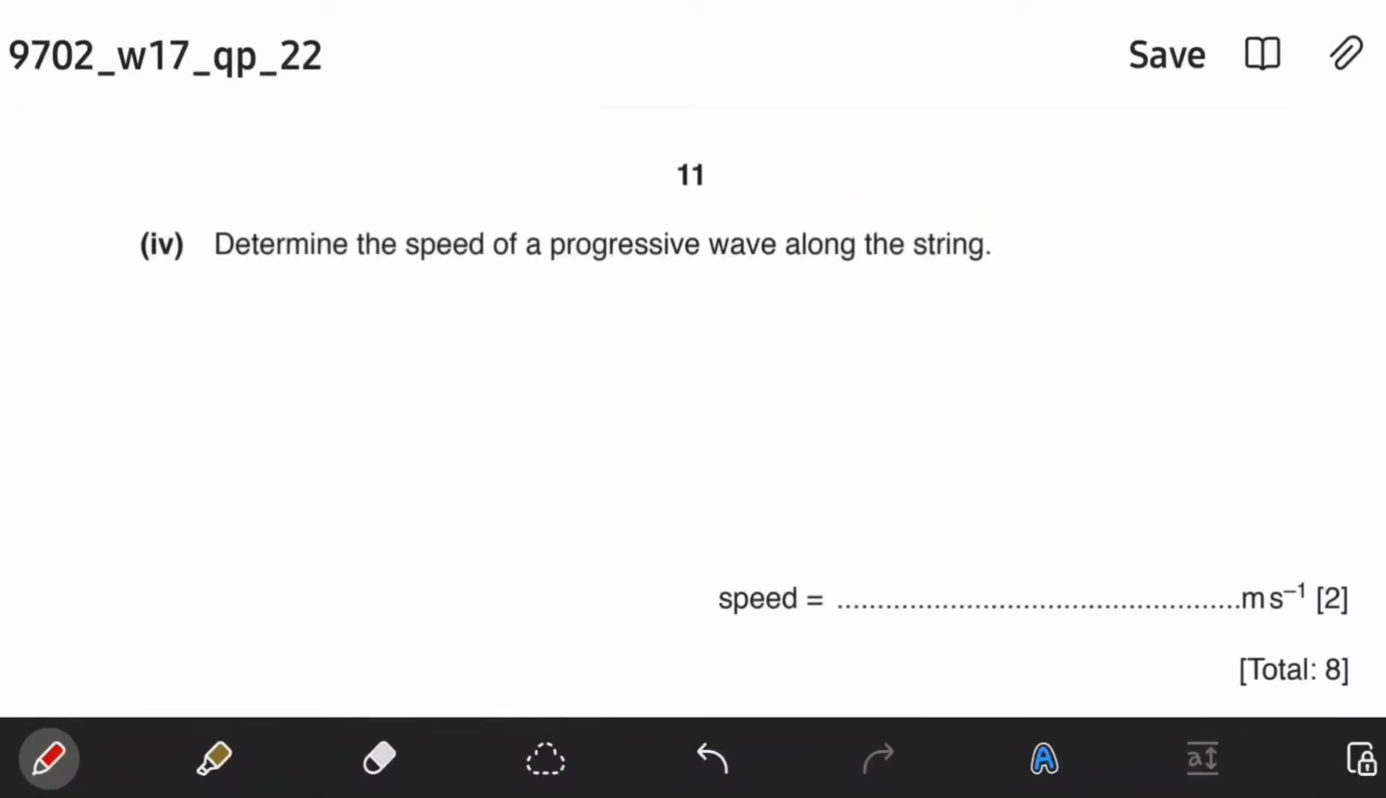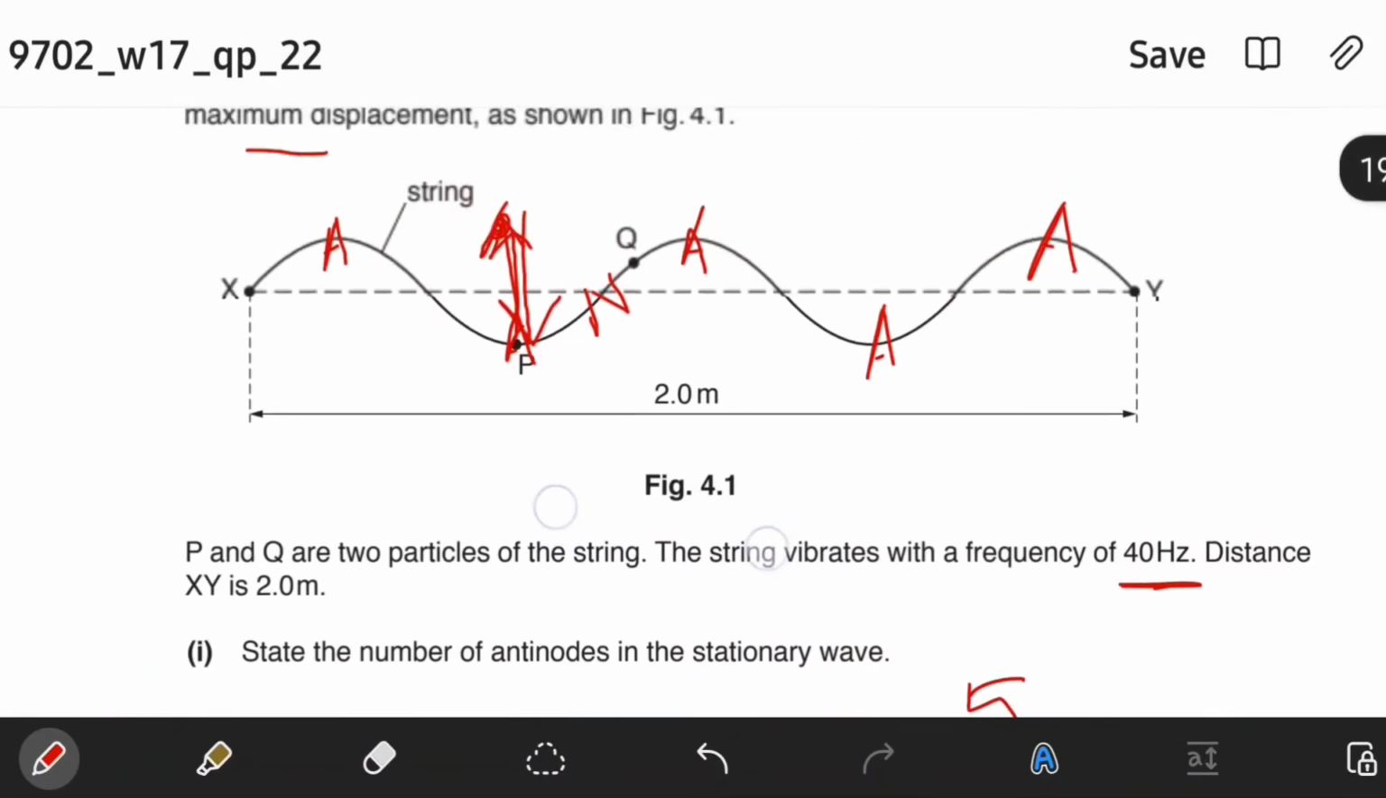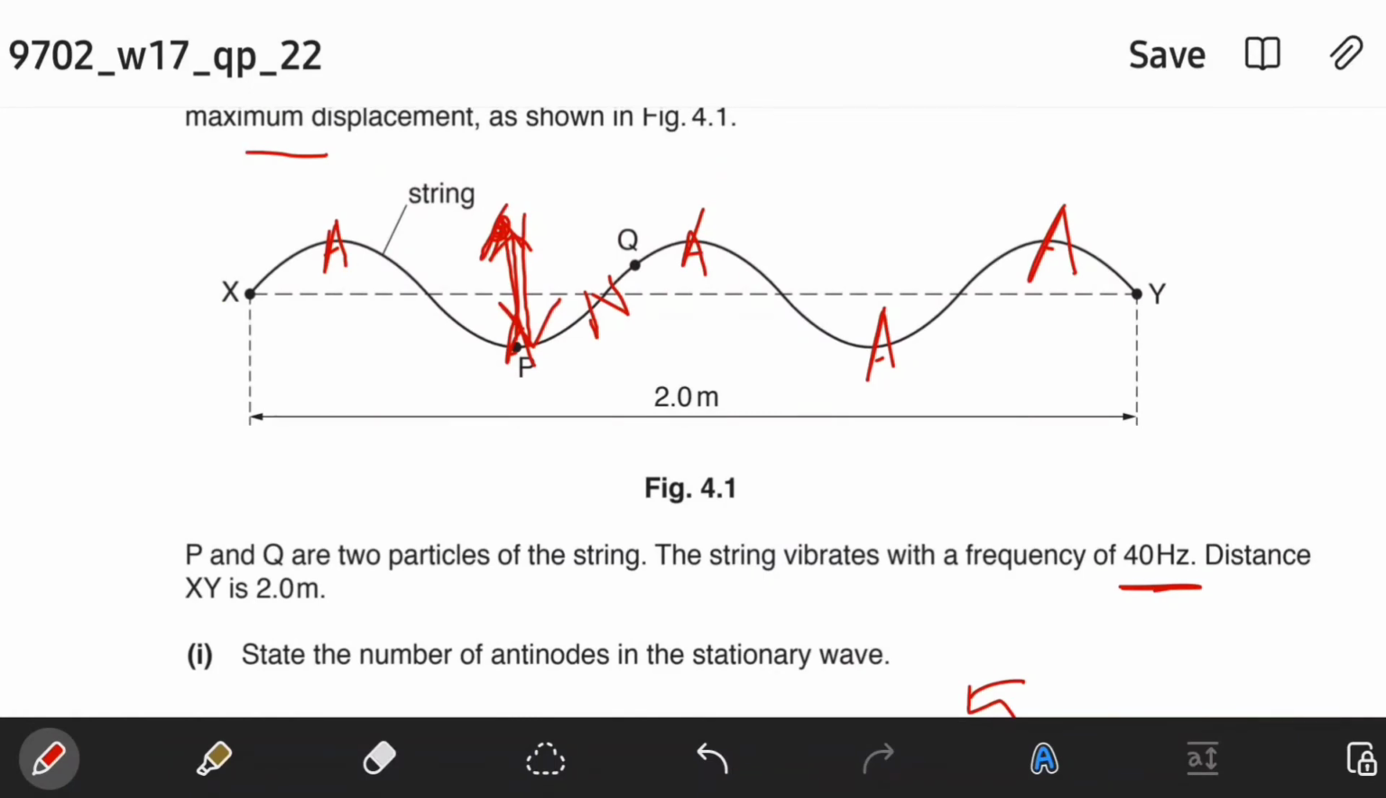Determine the speed of a progressive wave along the string. This is very easy. You can use the formula v equals f lambda, where f is given to you as 40, while lambda you can find out from the diagram. So the whole, how many waves are these? Let us count. This is 1 here, second, and half a wave. So this is 2.5 waves.